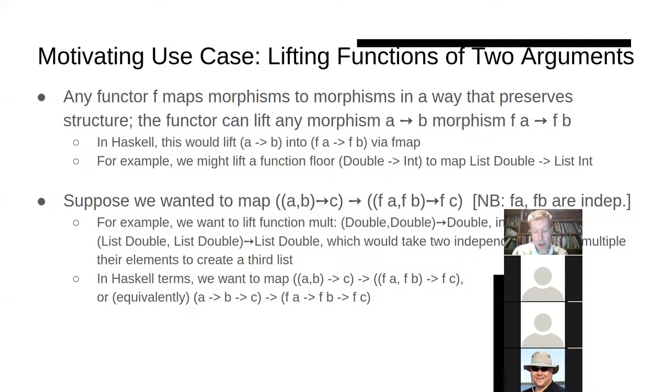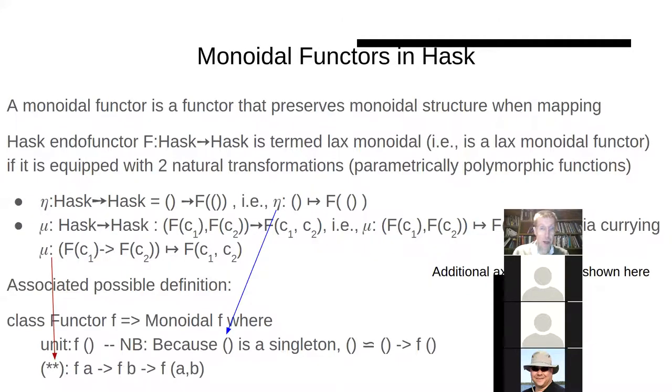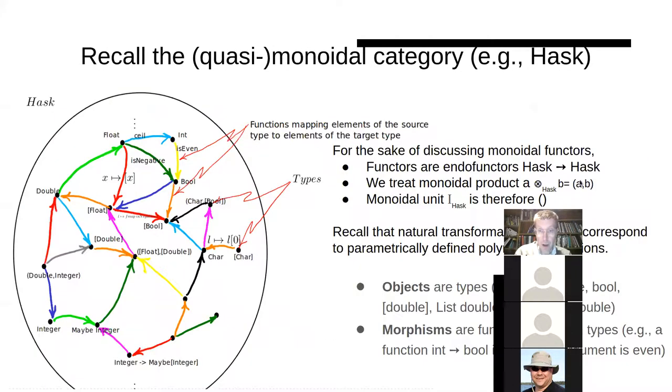So this is kind of the motivated case. Monoidal functors, we talked about in general. Let's talk about monoidal functors in Haskell, okay? So a monoidal functor is this functor that preserves monoidal structures when mapping. And we said that monoidal structures in Haskell, we're going to be imposing, so monoidal product will just be pairing, and monoidal unit will be this unit, singleton.